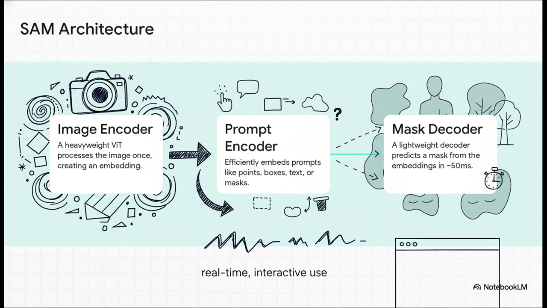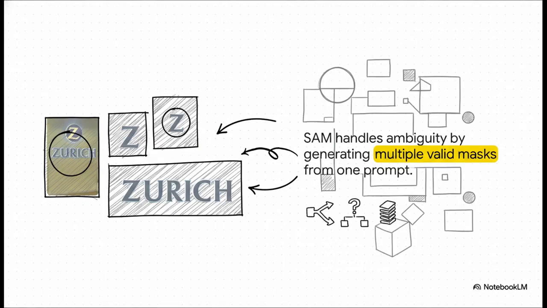and interactive. And here's a perfect example of what I mean by handling ambiguity. Look at this logo. If you just click a single point right in the middle, what do you actually want? The letter Z, the little circle around it, the whole word Zurich? A simple model might just guess, but SAM is designed to be ambiguity aware. So instead of guessing, it just outputs multiple valid and plausible masks. It lets the user or some other system make the final call. It's a much smarter way to handle it.